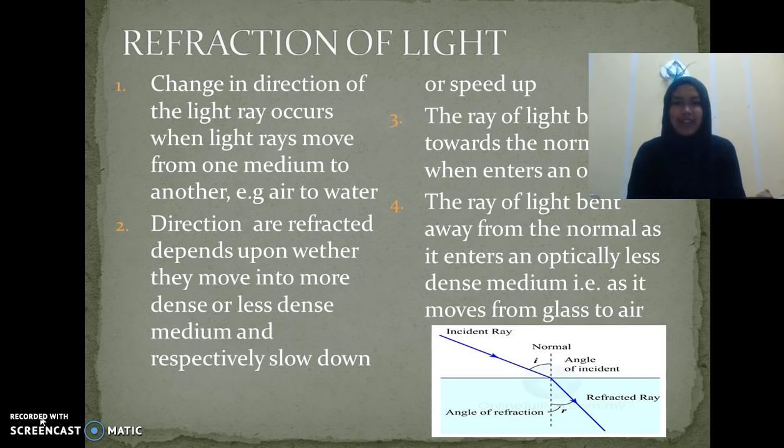Refraction of light. Change in direction of the light ray occurs when a light ray moves from one medium to another. Example, air to water. The direction of refraction depends upon whether they move into a more dense or less dense medium and respectively slow down or speed up. The ray of light bends towards the normal when it enters an optically dense medium. The ray of light bends away from the normal as it enters an optically less dense medium. Example, as it moves from glass to air.